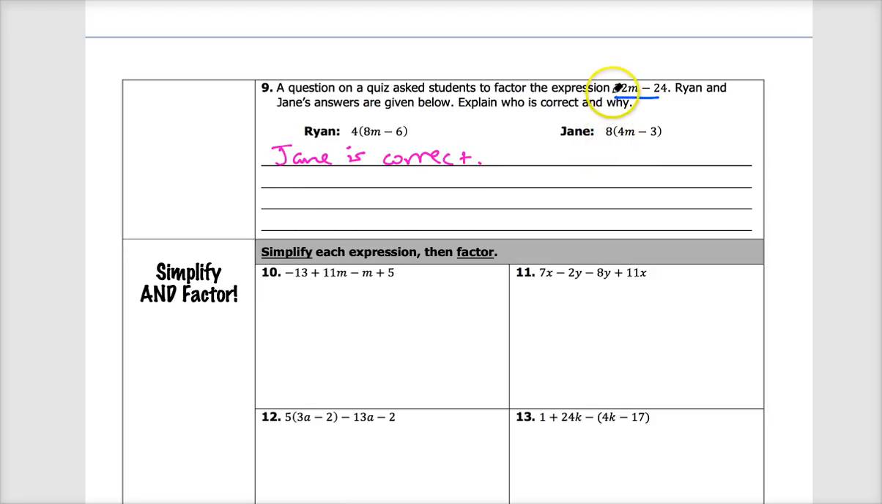The GCF of 32 and 24 is 8, not 4. 4 is a factor of 32 and 24, but it's not the greatest common factor. So that's the reason why Ryan is incorrect. Okay, when we're factoring, we need to factor out the greatest common factor of our coefficients, and Ryan did not do that.